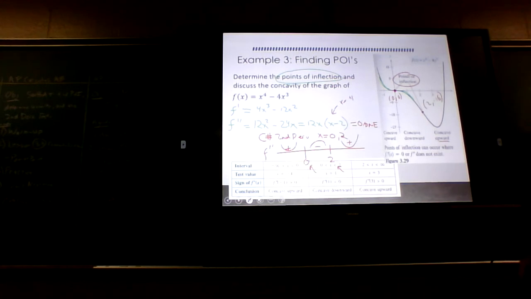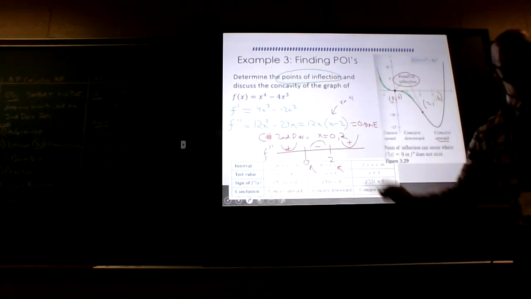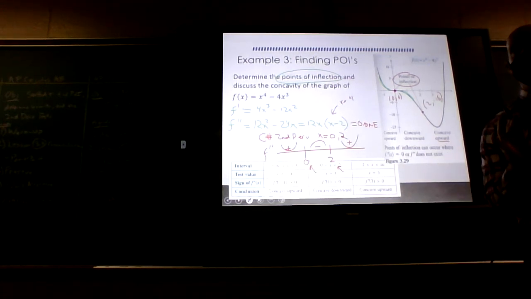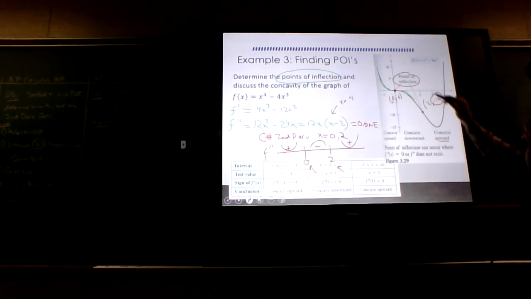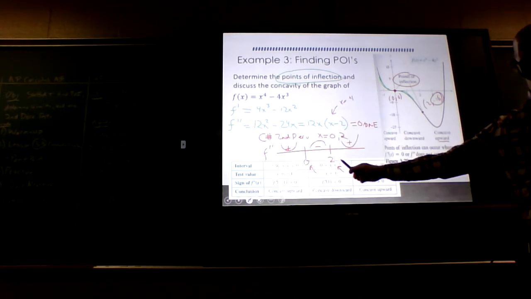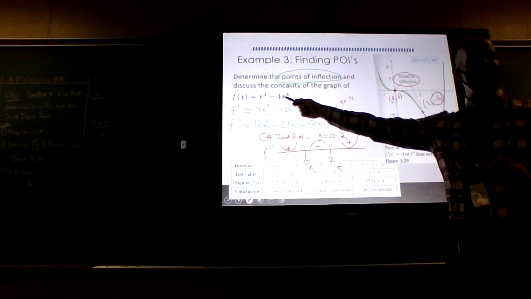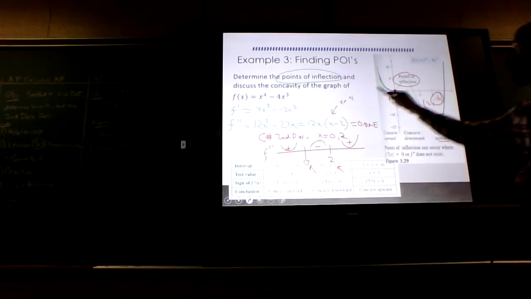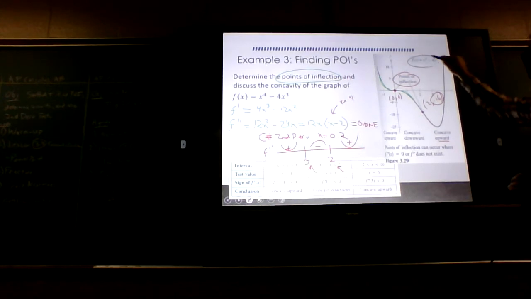Oh, I should mention this. You guys understood where I got the 0 and the 2, right? Do you guys understand where the -16 comes from? How would you find the -16? Well, you plug the 2 into the original function. By the way, this is the graph of f right here. This is f. This is not f prime and this is not f double prime. Okay?